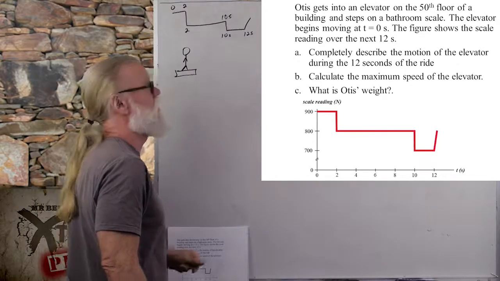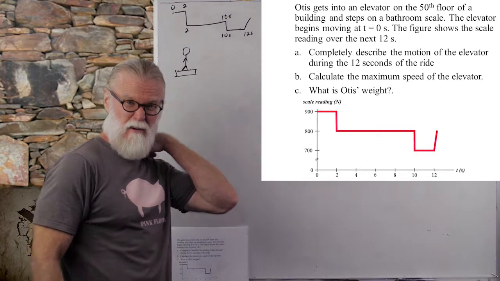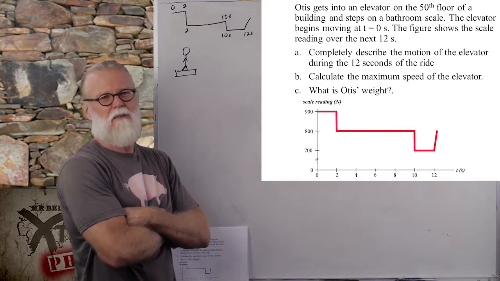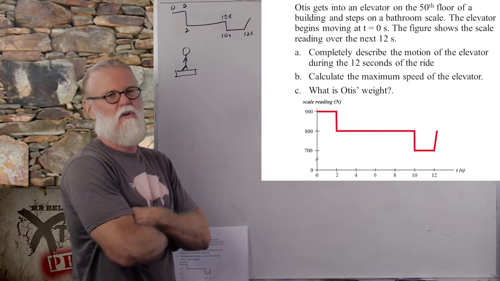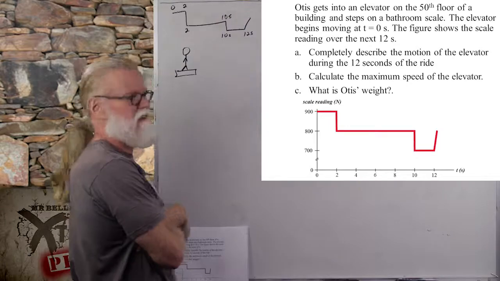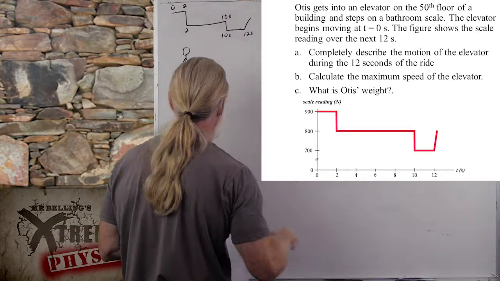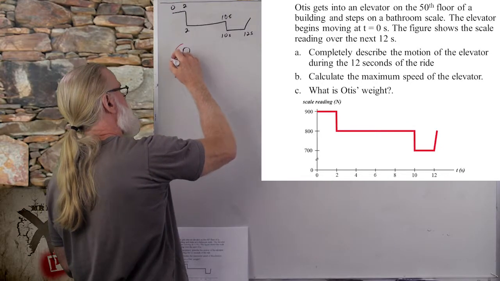I guess the question is, why don't we analyze the bathroom scale? It's because we don't know a lot about the bathroom scale. So we know more about Otis than the bathroom scale. So we're going to actually analyze Otis. There's Otis right there.